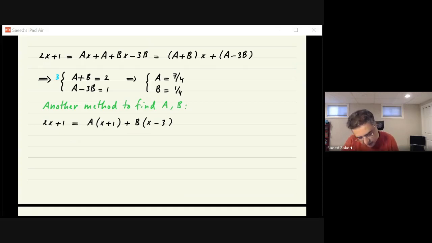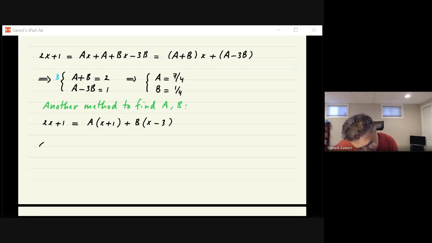So the second method is to make clever choices for x, plug them in, and find A and B. Why can I do that? Because this is supposed to hold for every x. So in particular, it holds for x equals 3 or -1 or anything for that matter.